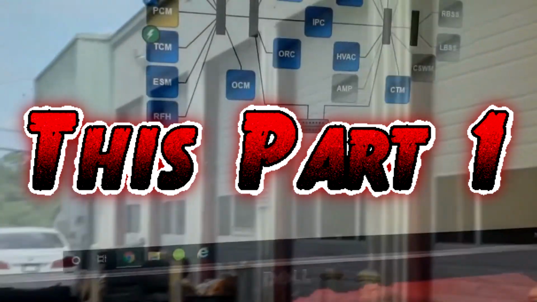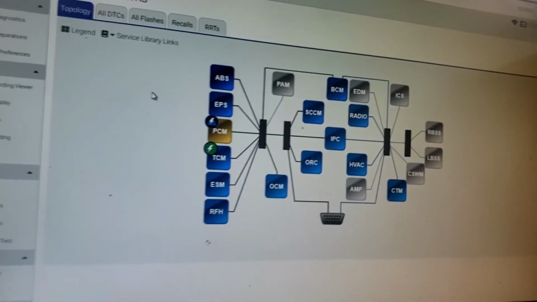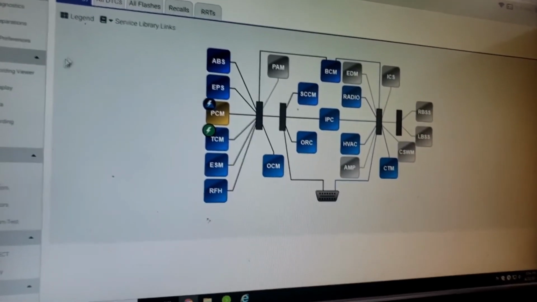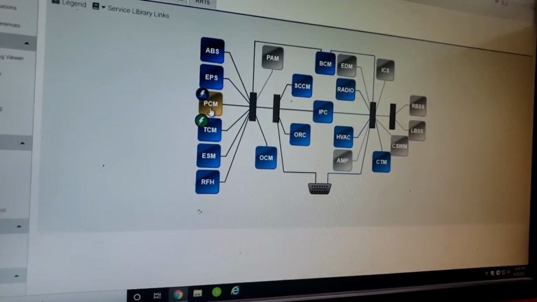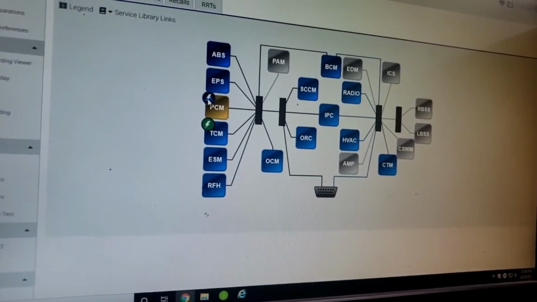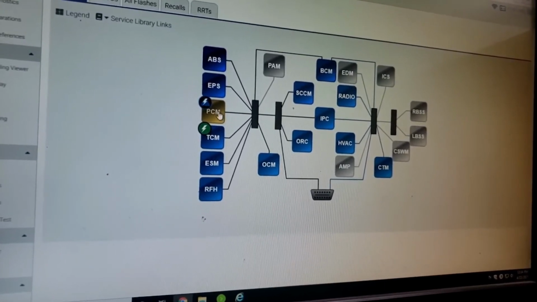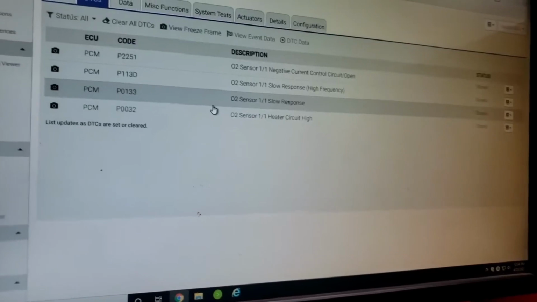Alright guys, here we go, back at this 2015 Dodge Dart 2-door. It says it's a 2.4 MultiAir. As you can see, yellow indicates trouble codes. Now, this blue lightning bolt indicates a potential recall, a flash update recall. But at any rate, let's see what the fault codes are.